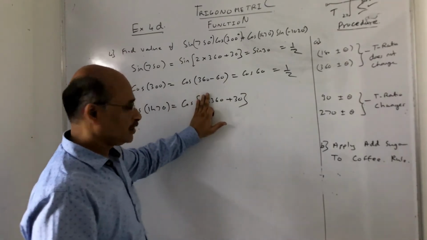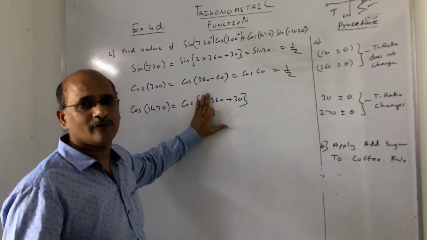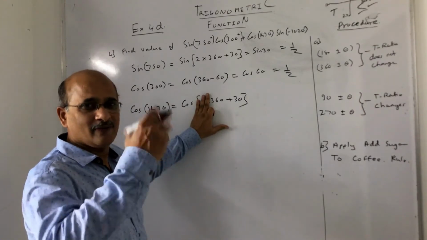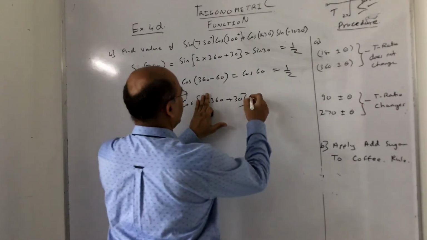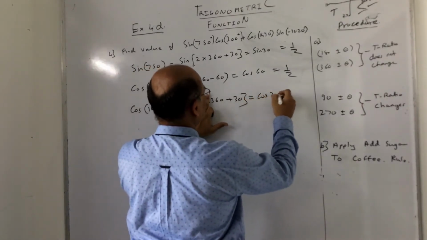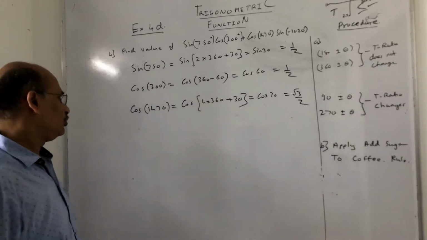Now the number of rotations doesn't matter. So cos of 360 plus theta. Now when I say cos of 360 plus theta, children, first quadrant, right? And cos will be as it is, so cos 30. So cos 30 is nothing but root 3 by 2. The standard value you should know.